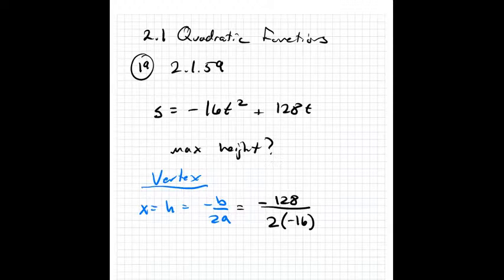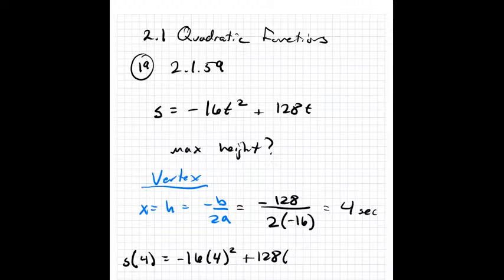Hey Siri, what's 128 divided by 32? 128 divided by 32 is 4. So the maximum height occurs after 4 seconds, when t is 4. So then we need to find the maximum height by plugging this in. So then s of 4 is going to be negative 16 times 4 squared plus 128 times 4.